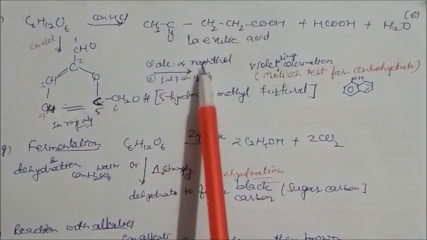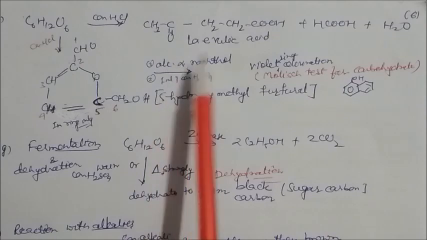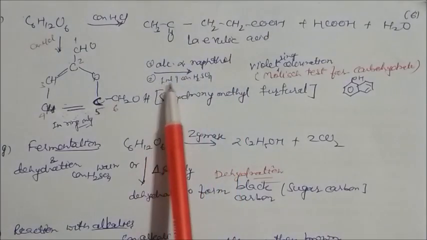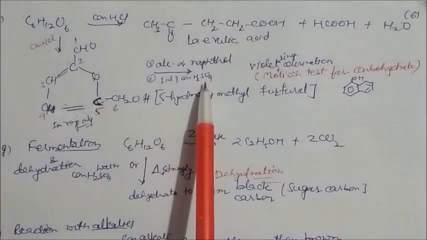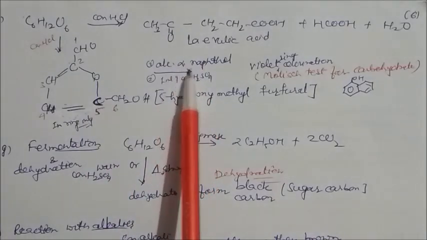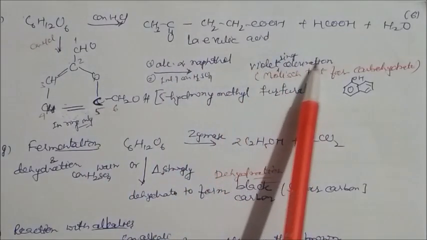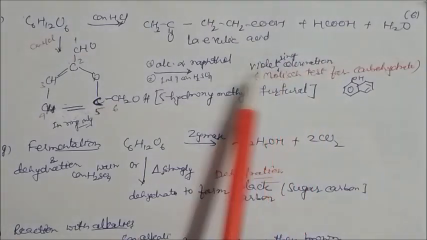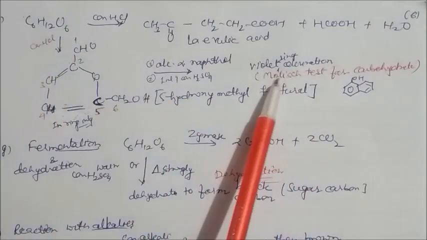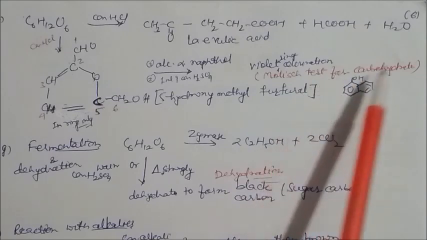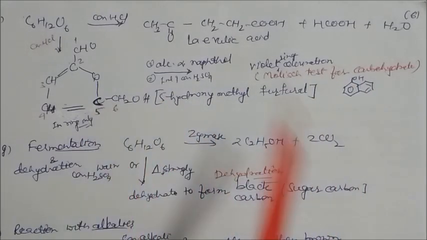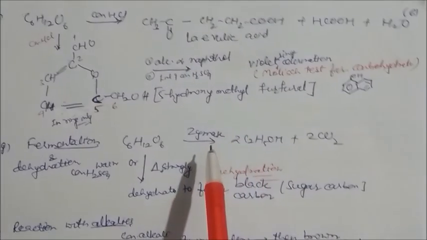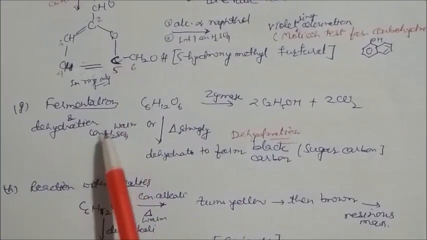After adding alcoholic alpha-naphthol and just dropping 1 ml of concentrated sulfuric acid, at the junction between H2SO4 and the alcoholic alpha-naphthol you will get a violet ring-like coloration. This is the identification of glucose, called Molisch's test for carbohydrates. It is one of the important reactions usually asked in competitions. Next are fermentation and then dehydration.